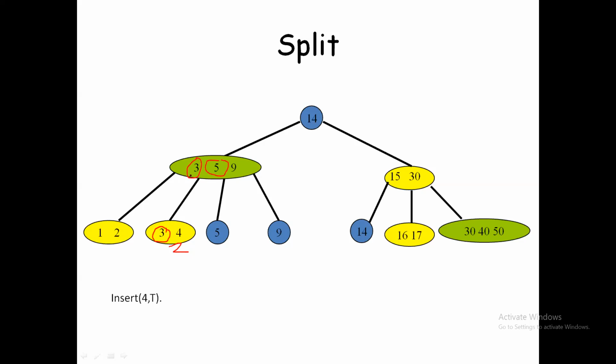I made this 3 here. If any element comes between 3 and 5, 3 and above will be placed in the second node, 5 and above will be placed in the third node, and 9 and above will be placed in the last child of this node.